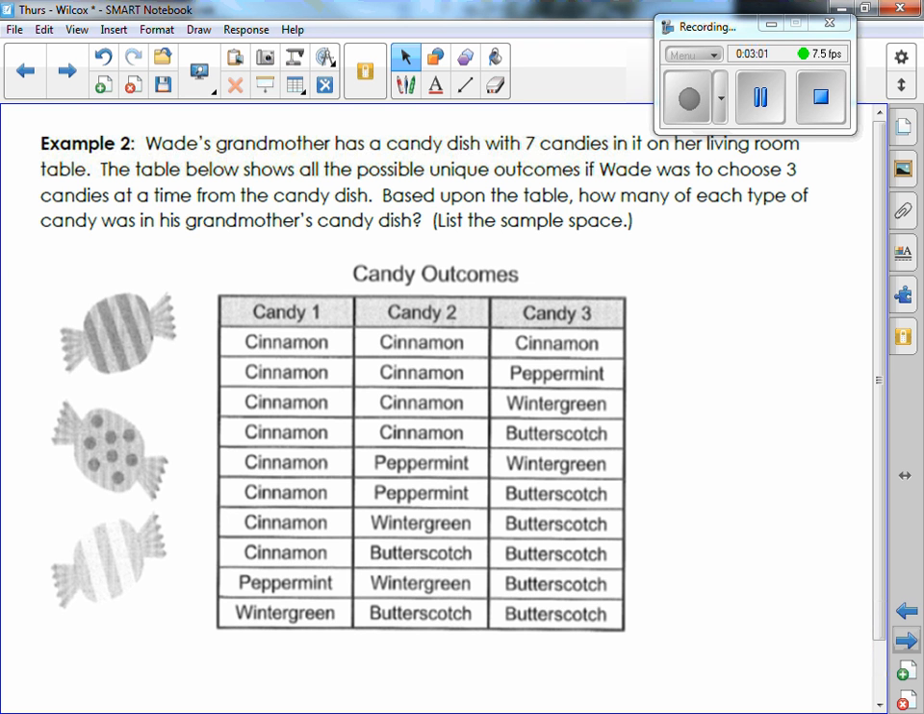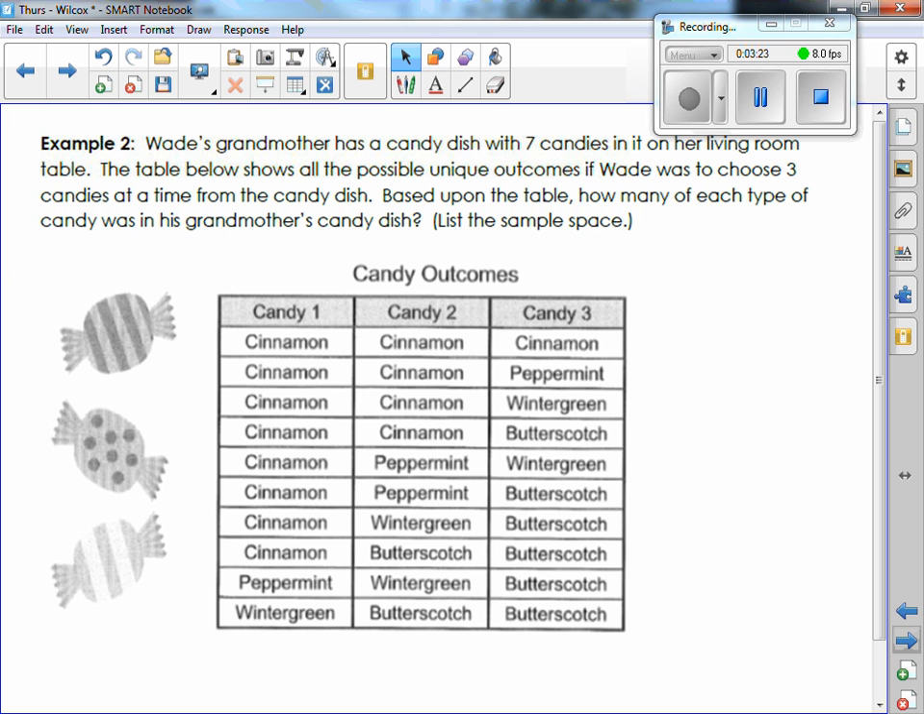Example 2. Wade's grandmother has a candy dish with 7 candies in it on her living room table. The table shows all the possible unique outcomes if Wade was to choose 3 candies at a time from the candy dish. Based upon the table, how many of each type of candy was in his grandmother's candy dish?